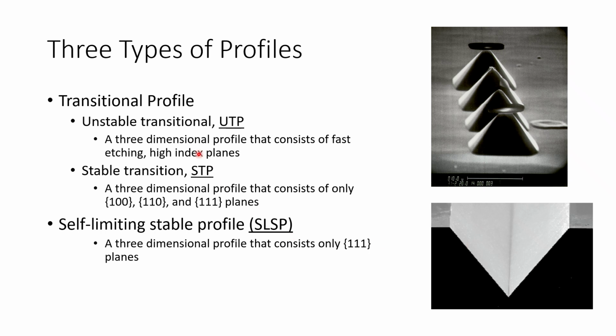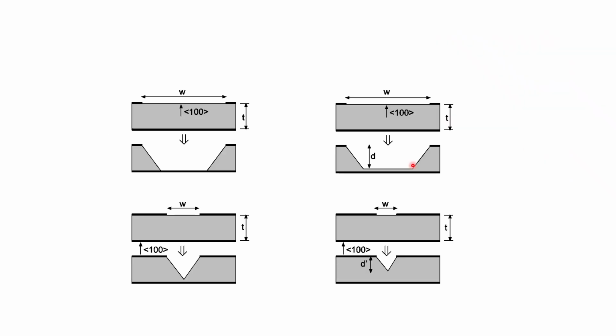You can have transitional profiles that are either unstable or stable. The unstable structures that are transitional change very rapidly. It's not a good situation if you want to have a high yield process.